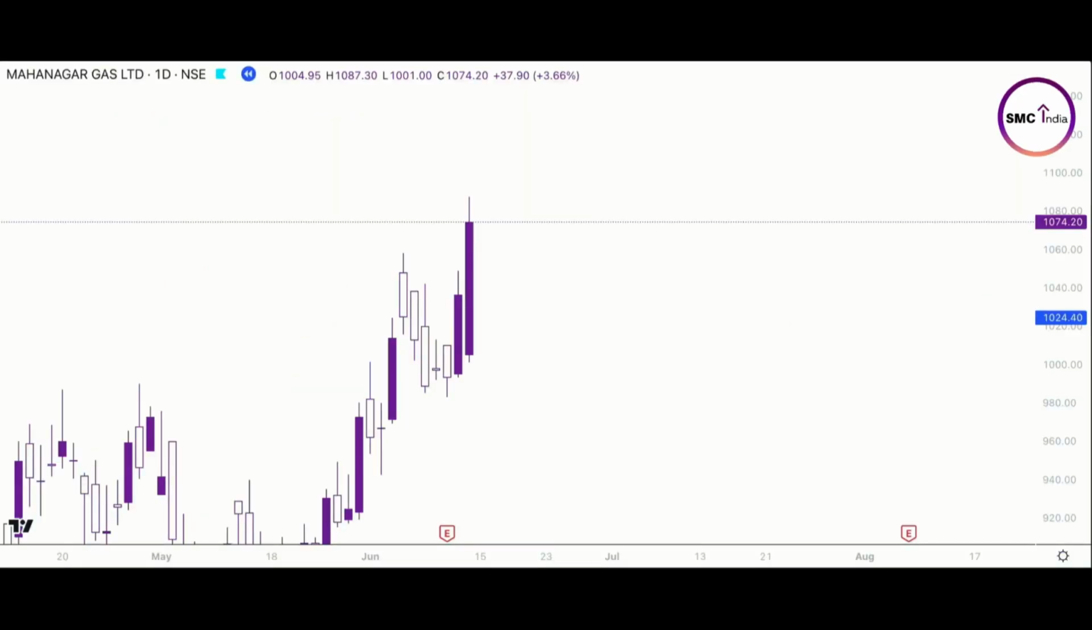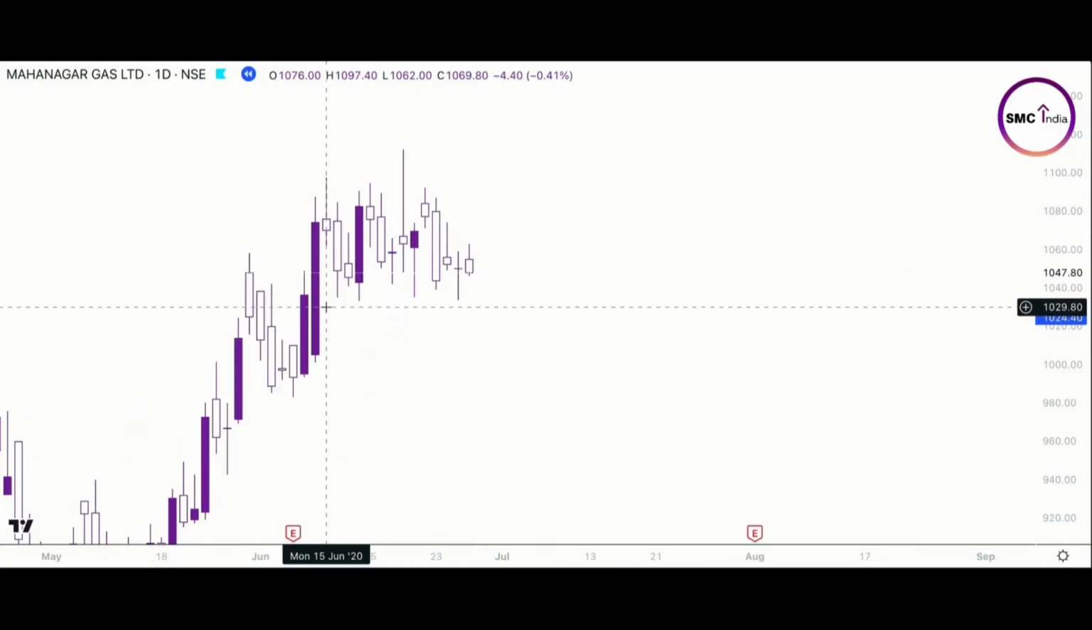Hi guys, now I'm going to explain to you how retail trading is different from SMC trading using live charts. This is a stock named Mahanagar Gas Limited, and here I'm going to show you how charts play out and how you trade as a retail trader and how you trade as an SMC trader.